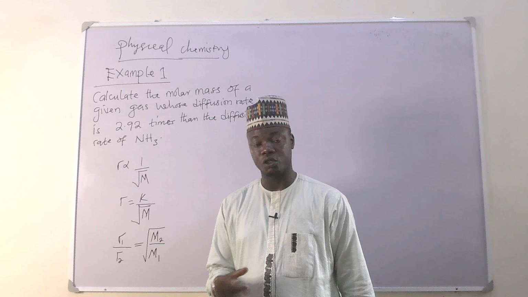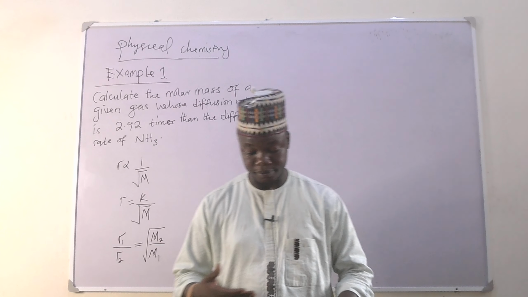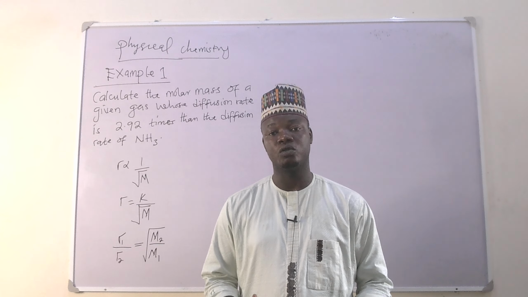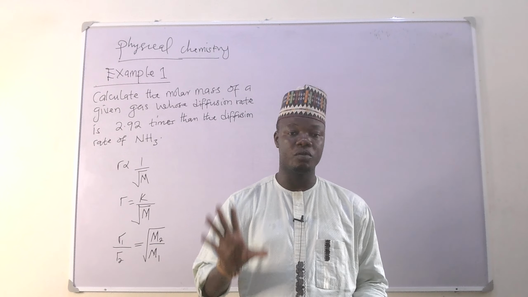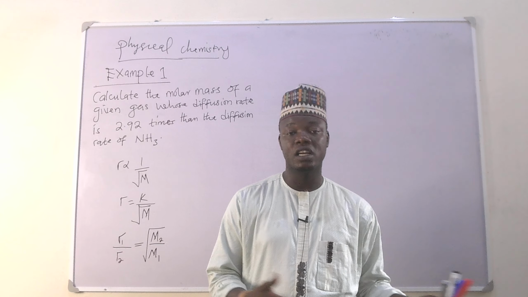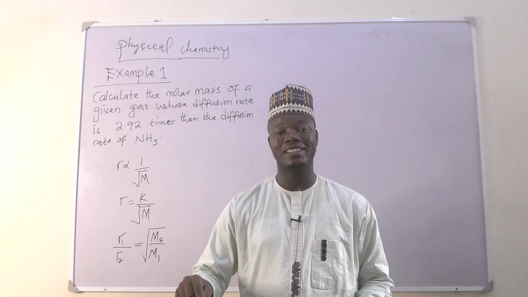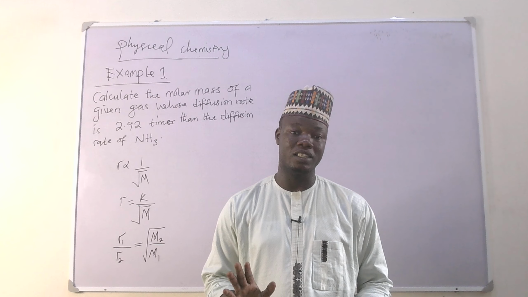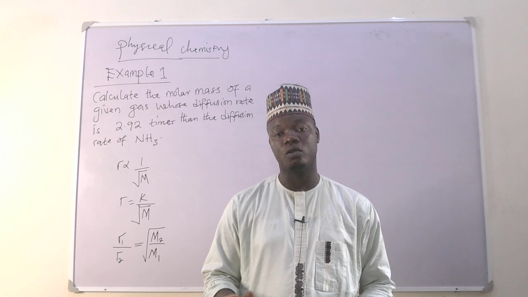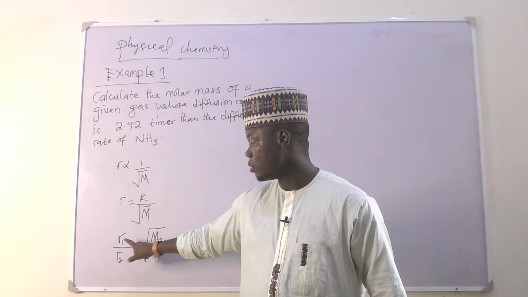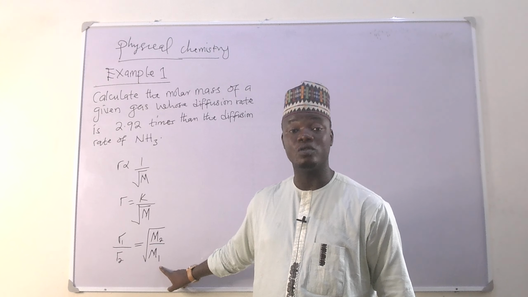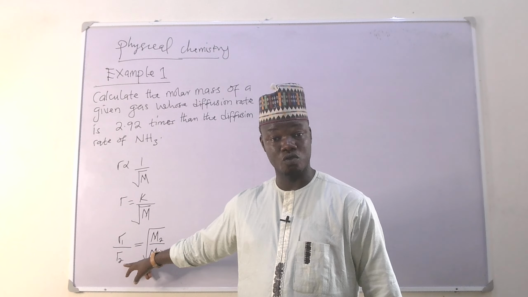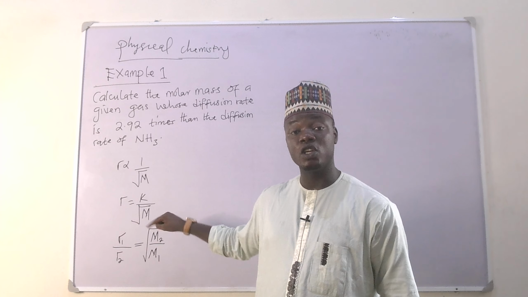So, ladies and gentlemen, you should understand that Graham's law of diffusion shows the relationship between the rate of diffusion of gases and the molecular mass. The rate of diffusion of gases is inversely proportional to the square root of their masses. So if we have two gases, the rate of diffusion of gas 1 is inversely proportional to the mass of that gas, and the rate of diffusion of gas 2 is also inversely proportional to its molecular mass.